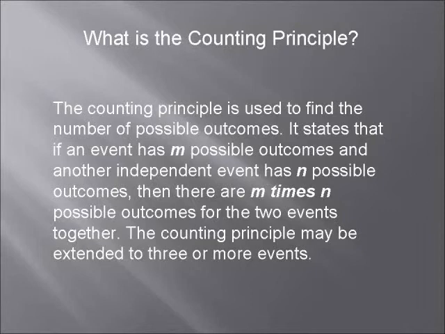It states that if an event has m possible outcomes and another independent event has n possible outcomes, then there are m times n possible outcomes for the two events together. The counting principle may be extended to 3 or more events.